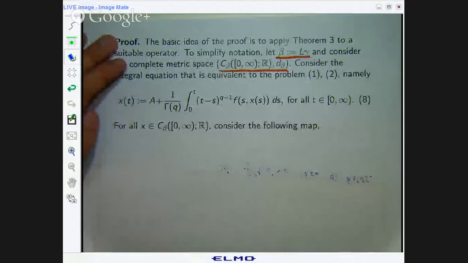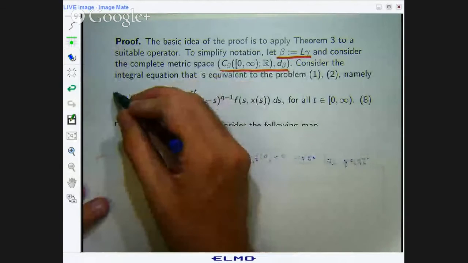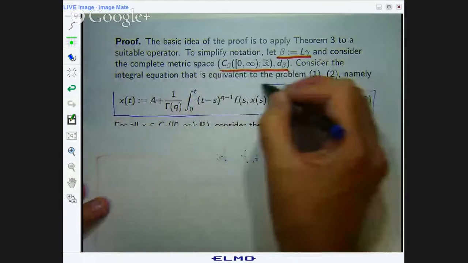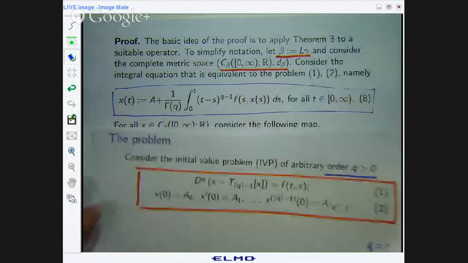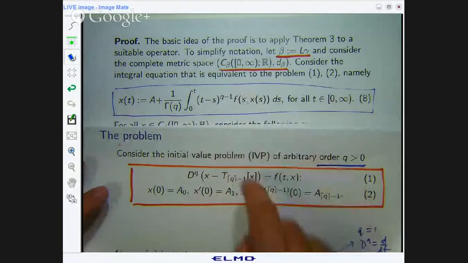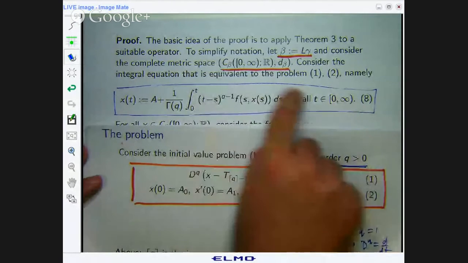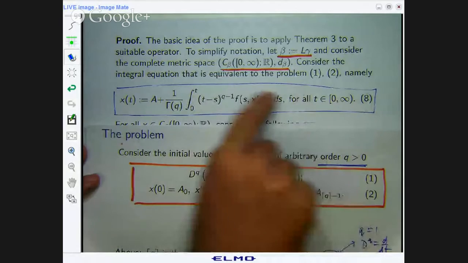Here it is. Okay, so this integral equation and this initial value problem, they're one and the same equation. They're equivalent. In other words, if there's a solution to this problem, then it'll be a solution to this problem. And if there's a solution to this problem, it'll be a solution to this problem. Okay? Now, we like integral equations because they're more tractable, they're easier to deal with than differential equations.